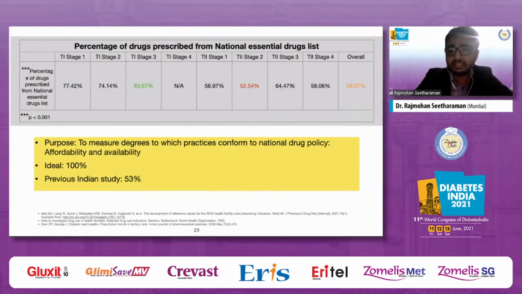Then coming to percentage of drugs that were prescribed from the National Essential Drug List. This is done to measure the degree to which practices conform to national drug policy to ensure affordability and availability. Ideal value again here is 100%. Our number was 59.07%, which was higher than a previous Indian study of 53%. The highest was seen in type 1 stage 3 and lowest was seen in type 2 stage 2. And there was a significant difference between our subgroups.